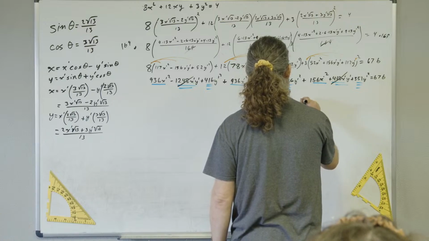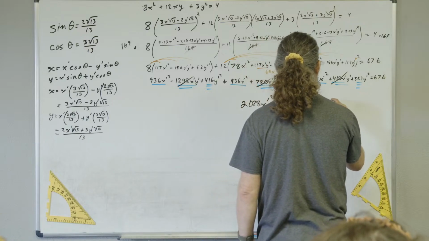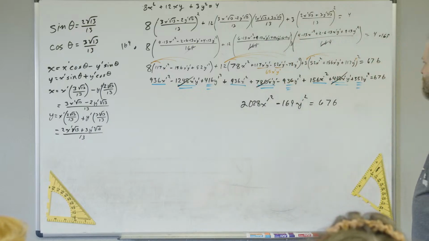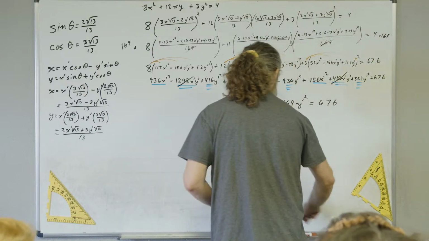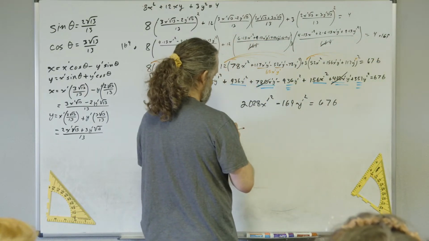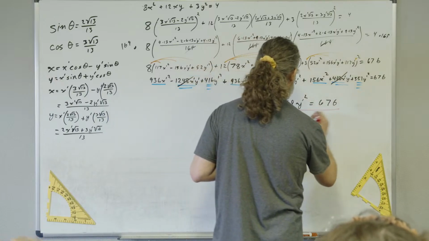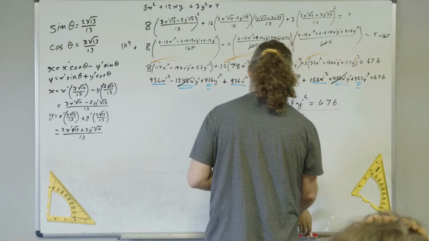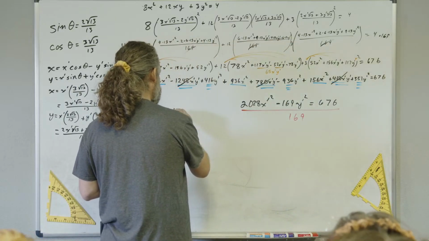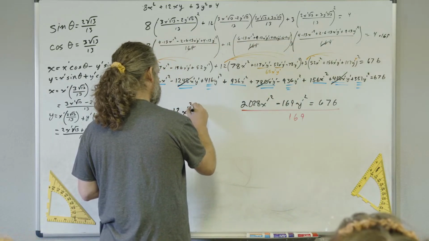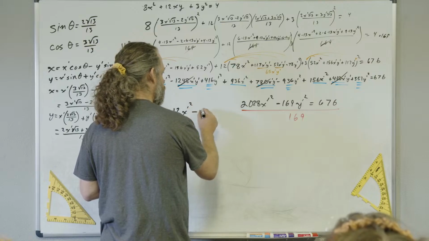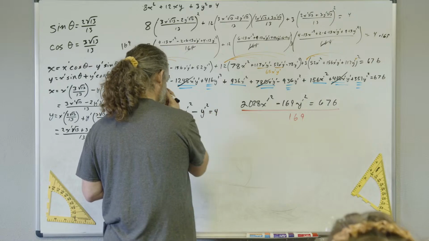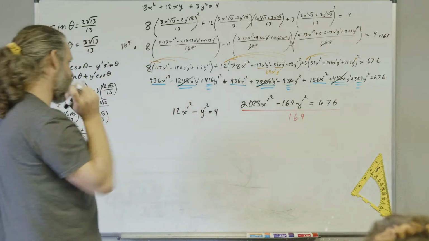169 y prime squared equals 676. Divide it all by 169. I was thinking it probably reduced by something large. So 12 x prime squared minus y prime squared equals 4. And it is, in fact, a hyperbola.